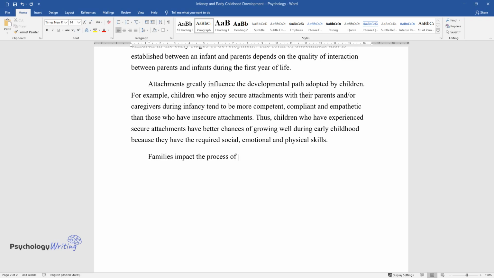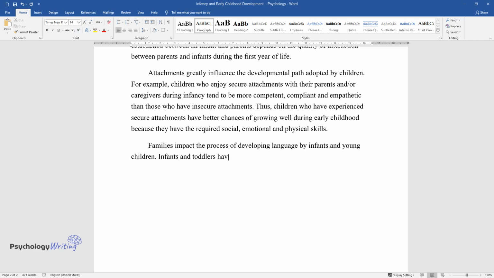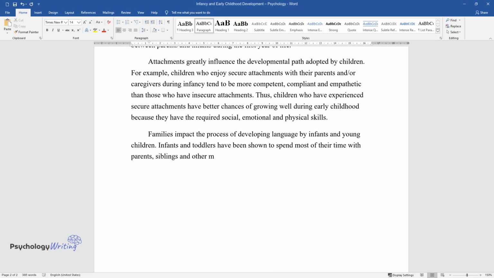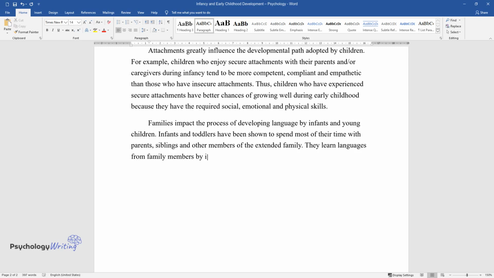Families impact the process of developing language by infants and young children. Infants and toddlers have been shown to spend most of their time with parents, siblings, and other members of the extended family. They learn languages from family members by imitating what they say.